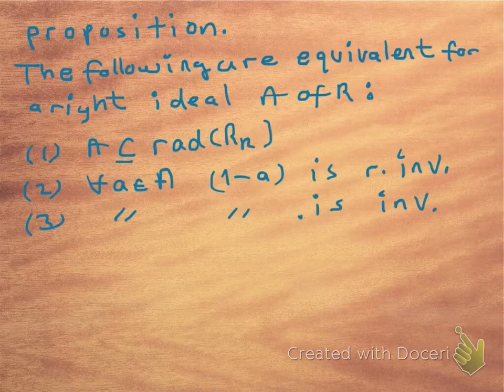The following are equivalent for any right ideal A of R. One: A is contained in the radical. Two: for every element a of A, 1 minus a is right invertible. This means 1 minus a times an element of R is equal to 1. And three is actually a much stronger version of two. It says for every a, 1 minus a is actually invertible, which means right and left invertible. So let's prove this.